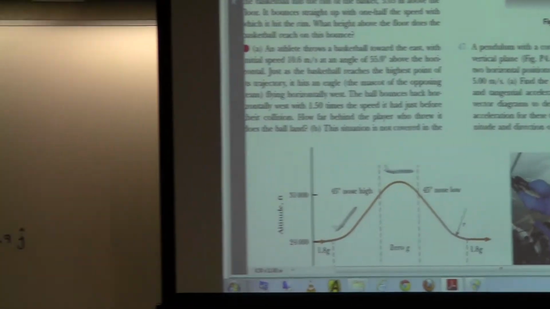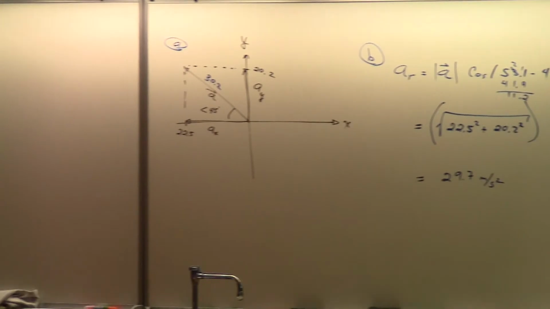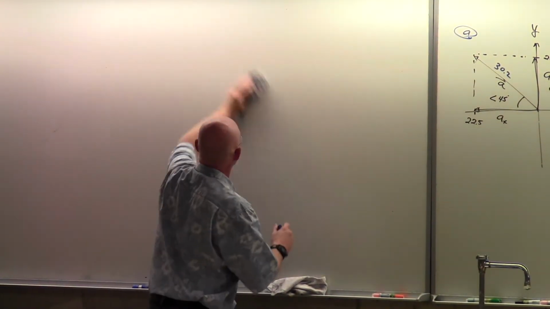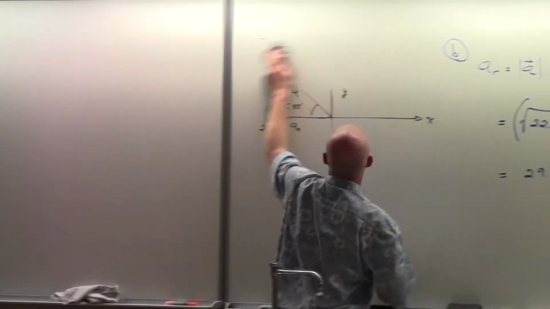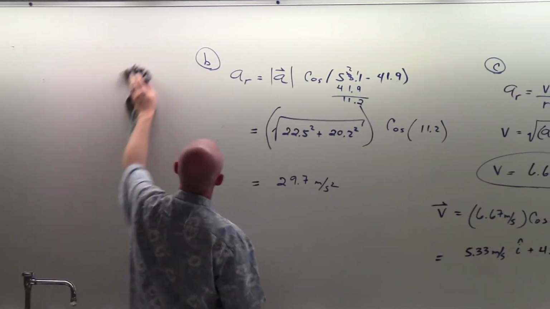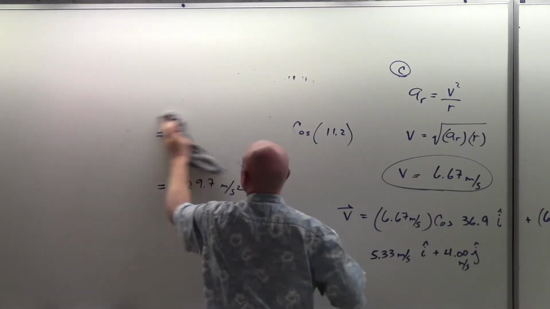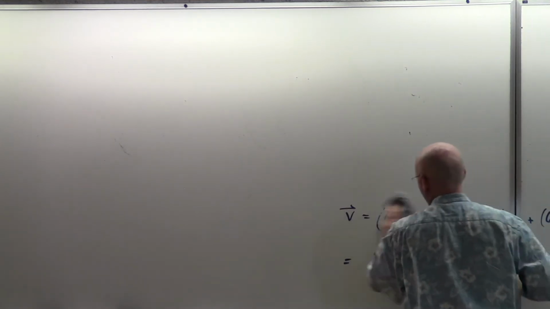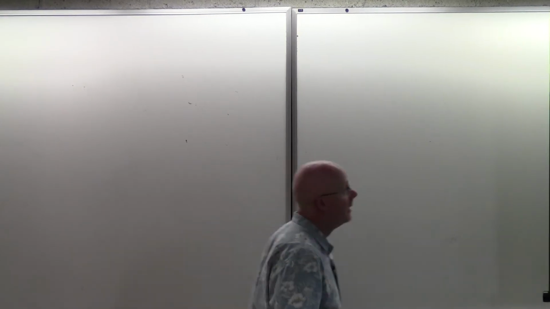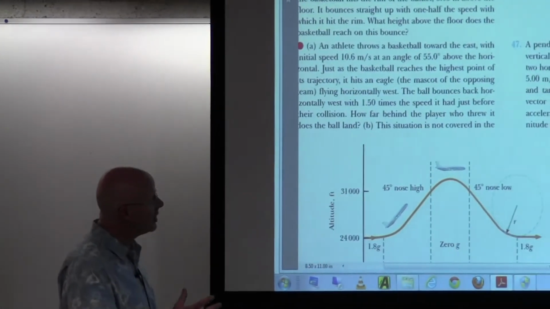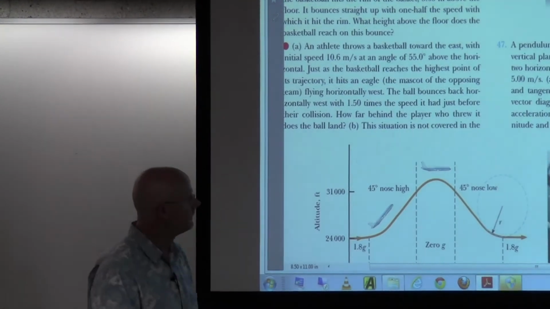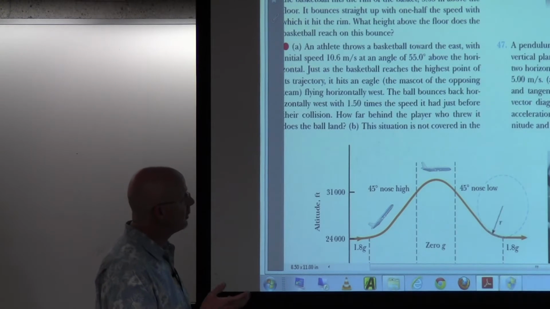Let me clear off the board here. And say, all right, let's look at this. I think this is a pendulum one, if I remember right. All right, so what does it say? 47, a pendulum with a cord of length r equaling 1 meter swings in a vertical plane.